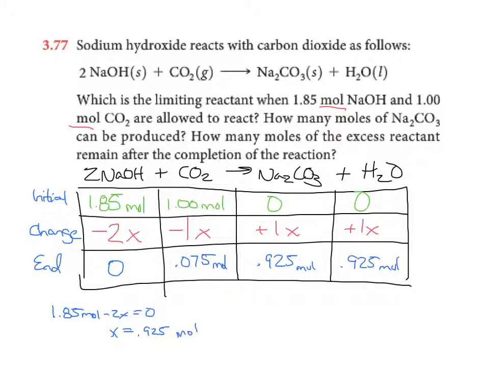What is the limiting reactant? Well, we figured out that the limiting reactant was the NaOH. How many moles of Na2CO3 can be produced? 0.925. How many moles of the excess reactant remain? 0.075. So that's why I do it in the ICE table, because I do a lot of work up front, but then I can directly get all of the answers that I need. Again, if that was a little confusing, I apologize. That's just my standard way of doing these kinds of problems.